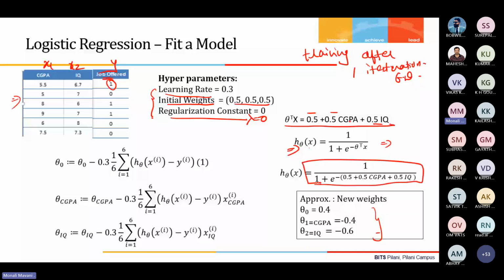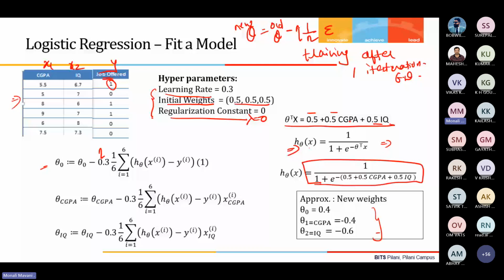Now, after the first iteration, you know what the gradient update equations are. So theta equals, this is our learning rate, so new theta equals old theta minus learning rate, and this is for all training examples. So it's 1 by n summation. Let me write this as alpha, the learning rate, and this is n.